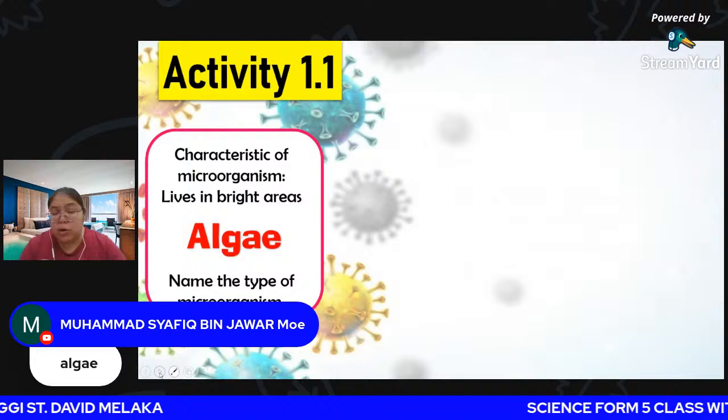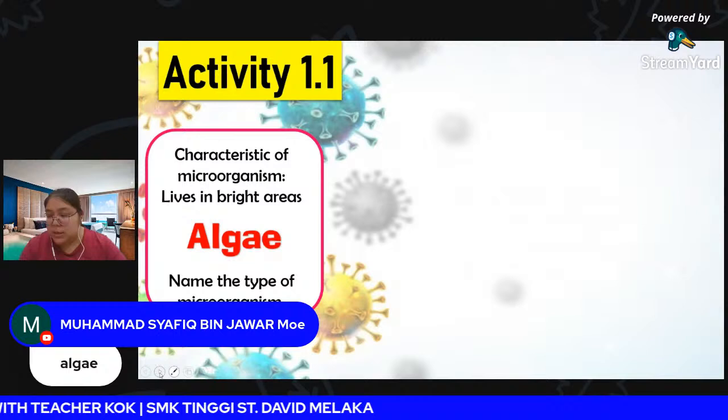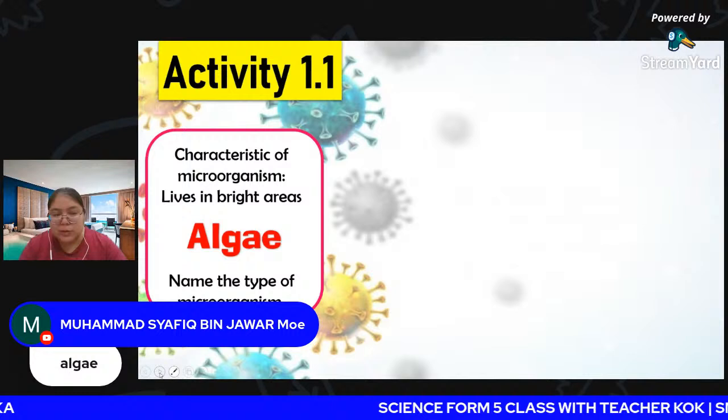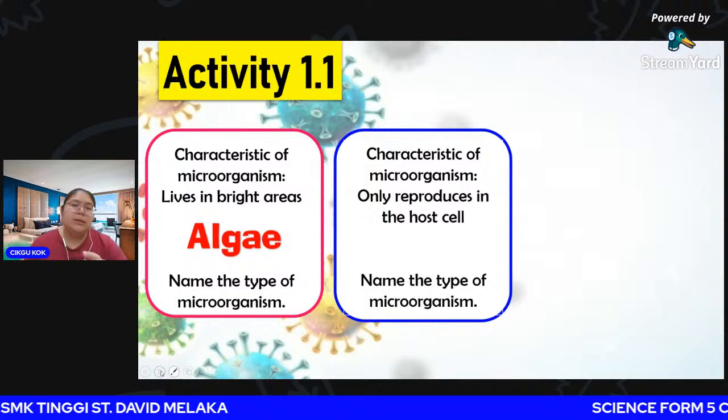Okay, they don't have any parasitic and also saprophytic. They're straightforward. They want to get the sunlight to make their own food by using photosynthesis. Okay, Nurin, virus, no. Viruses don't want the bright one. They want to stay inside your body. Don't simply go and hantam the microorganism. So the answer is just algae. Then we go to the next question.